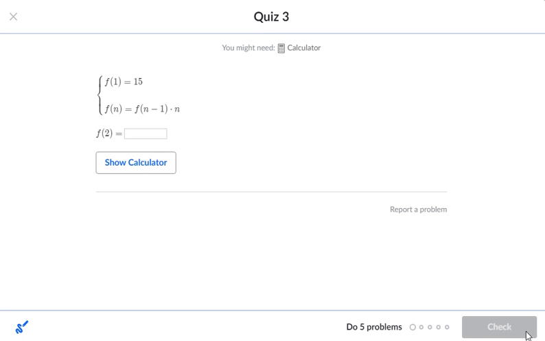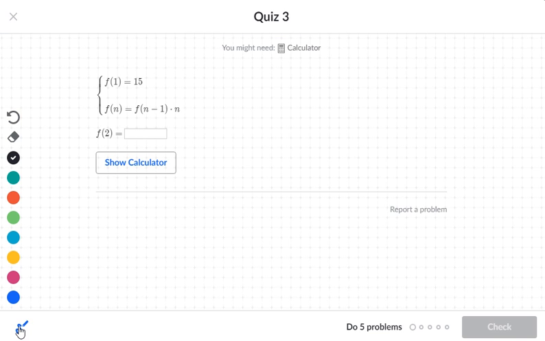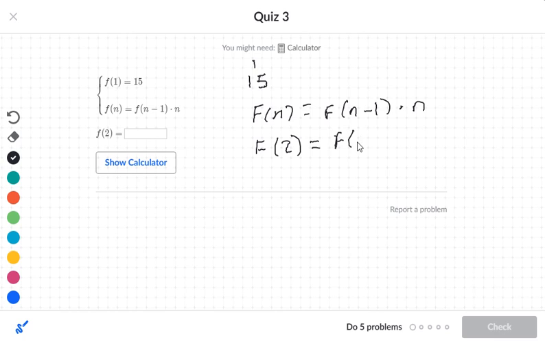So we have the following. We have f of 1, which is 15. So our first term here is 15. We want to find the second term. So we want to come here, and we actually got an n here on the second formula again. So we're going to say f of n is equal to f of n minus 1 times n. So we want to find what f of 2 is. Wherever there's an n, you're going to write that as a 2.